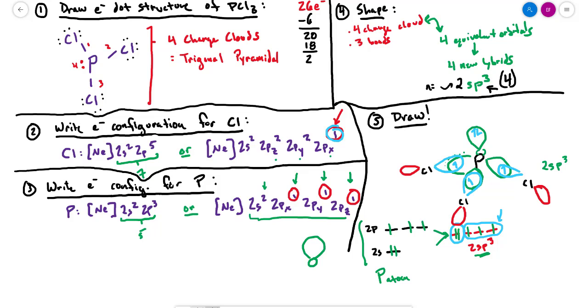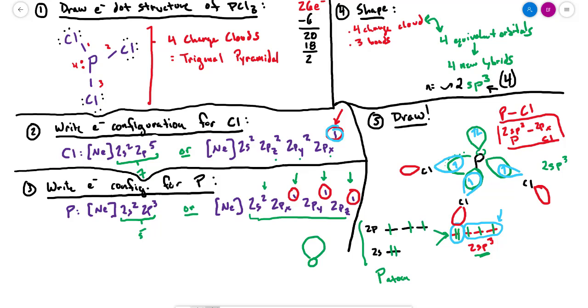PCl3. The question from the beginning, remember, was describe the bond, the PCl bond. And now we can say the PCl bond is formed between a 2sp3 hybrid orbital on phosphorus, and that's bound to a 2px orbital on Cl. That's what this bond is made of. And the geometry, we already knew the geometry was going to be trigonal pyramidal, but it's represented here three-dimensionally.